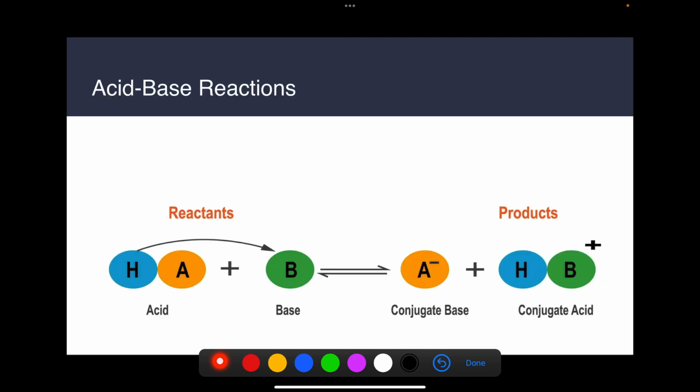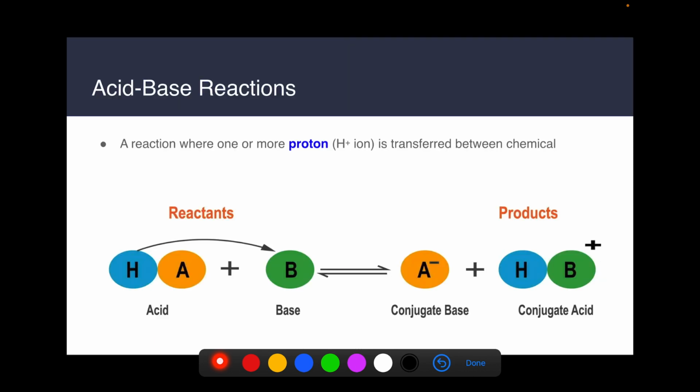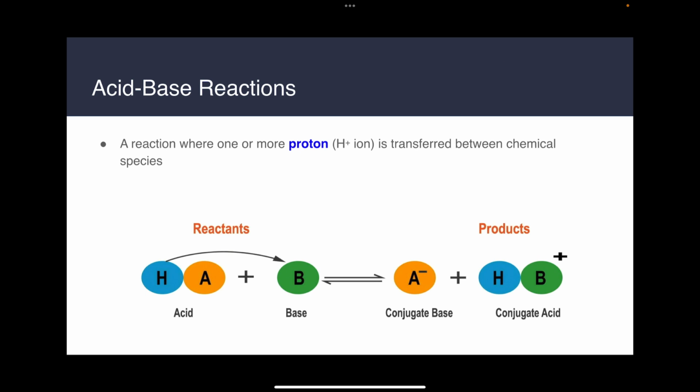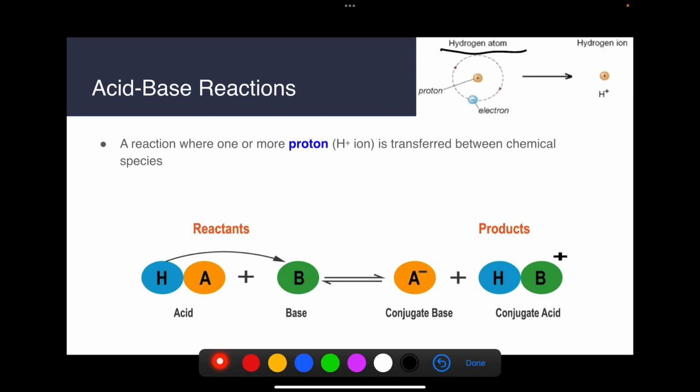The next type of reaction is an acid-base reaction. An acid-base reaction is defined as a reaction where one or more protons are transferred between chemical species. Just as a quick aside, a hydrogen atom contains a proton and a single electron. If we remove that electron to form an H plus ion, essentially we're just left with a single proton. So when we say proton in this context, that's the same as saying an H plus ion.